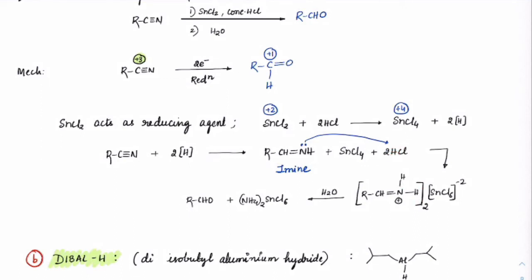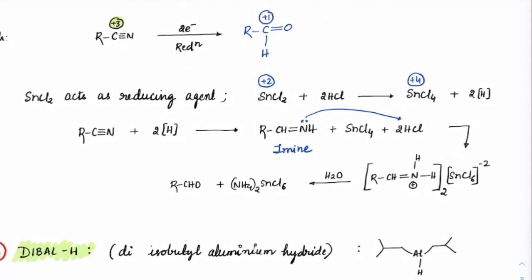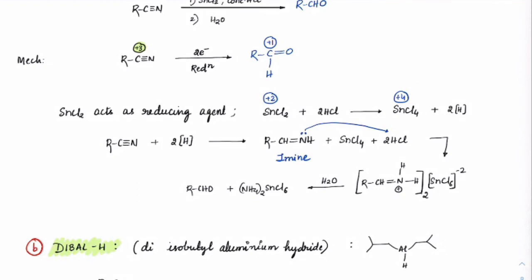Because it is releasing 2 H+ here, 2 moles of imines will be forming a complex like this, which on hydrolysis will break this imine bond and become aldehyde. This part will become ammonia and you will get this complex, ammonium tetrachlorostannate. Got it? This is what you need to remember. This mechanism is to be remembered and practiced.